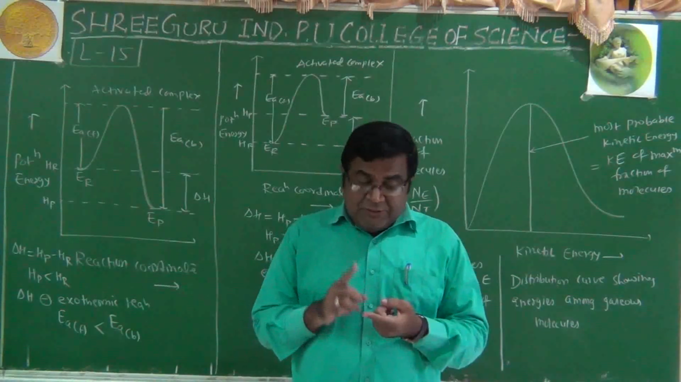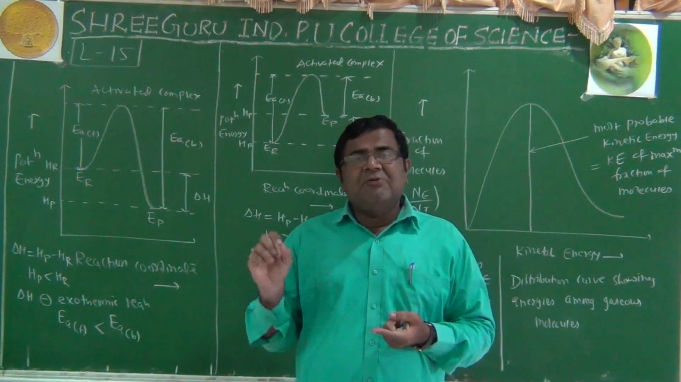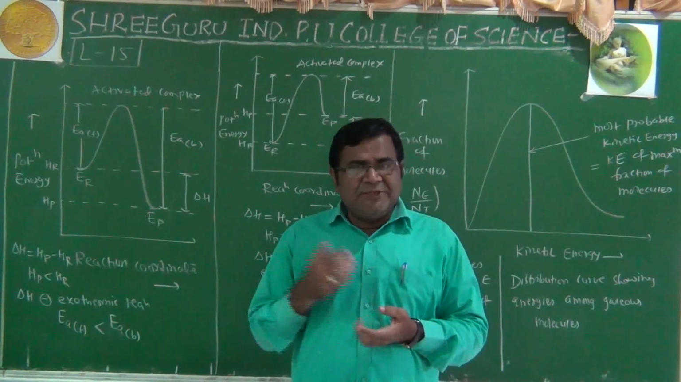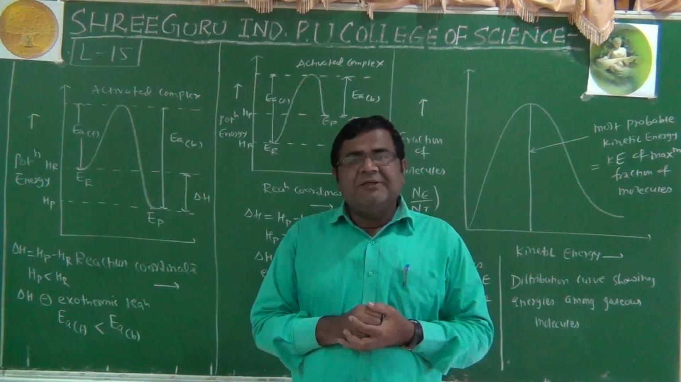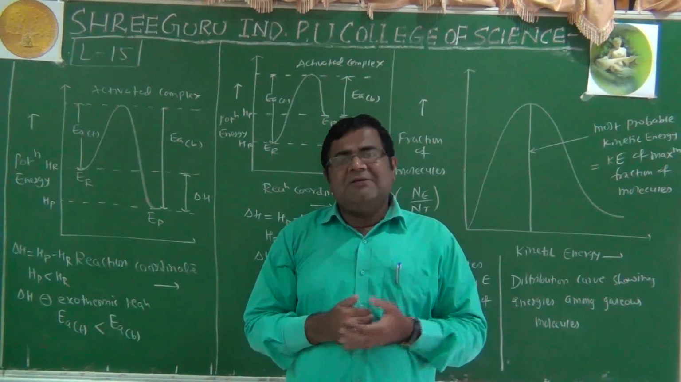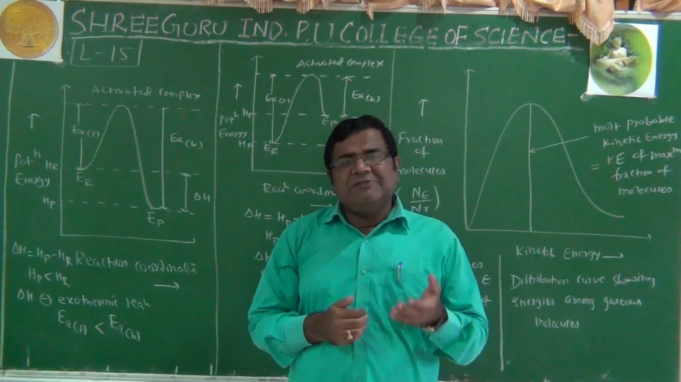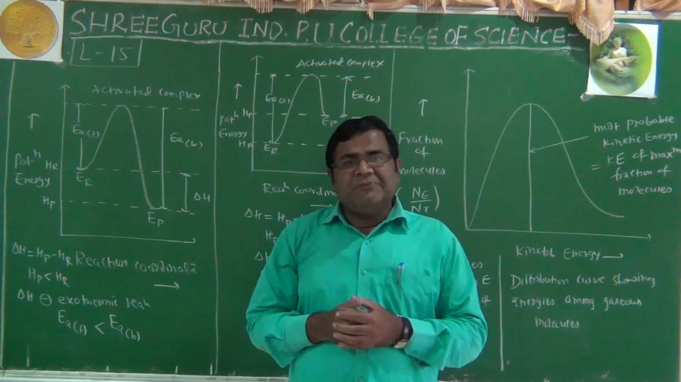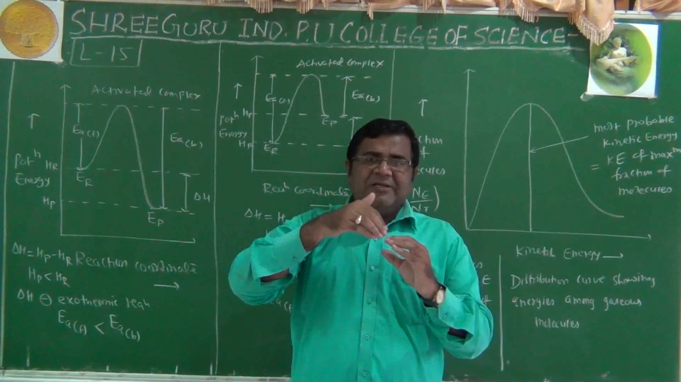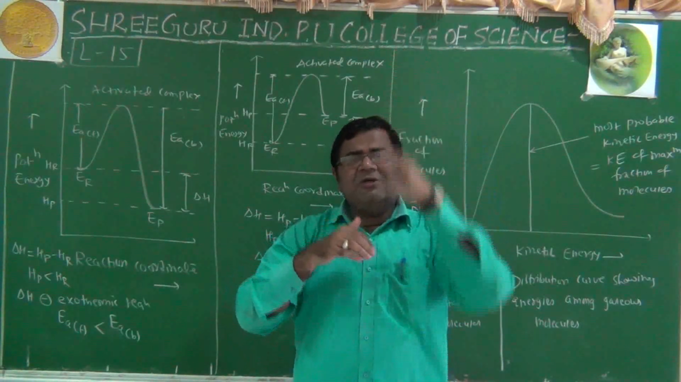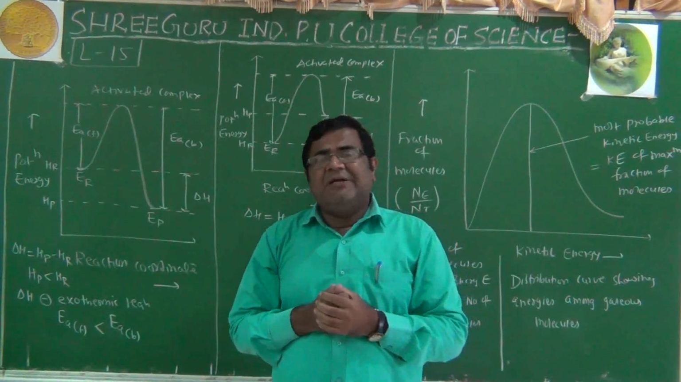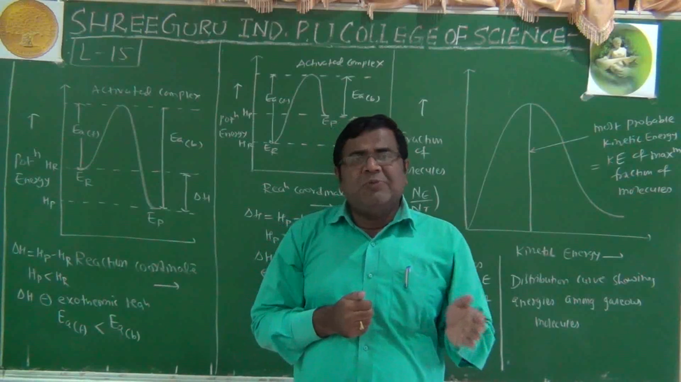Then we defined threshold energy, minimum energy the colliding molecule must have so that collisions between them are effective. Activation energy, it is the minimum extra energy absorbed by the normal reactant molecules so that they get activated and they form the product. So energy of normal reactant molecule plus activation energy becomes equal to the threshold energy.